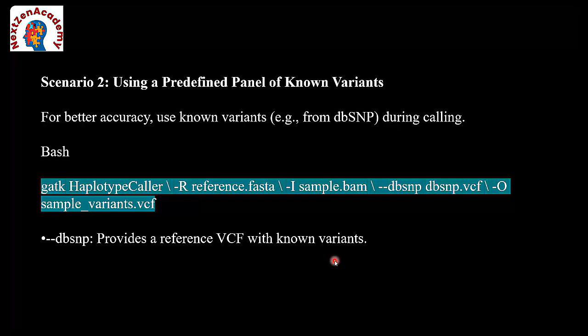R is the reference FASTA, V is the raw variant file we have downloaded, and the filtration is done with quality depth less than 2, FS above 60, and the filter name is low quality filters. We need to remove all of these.